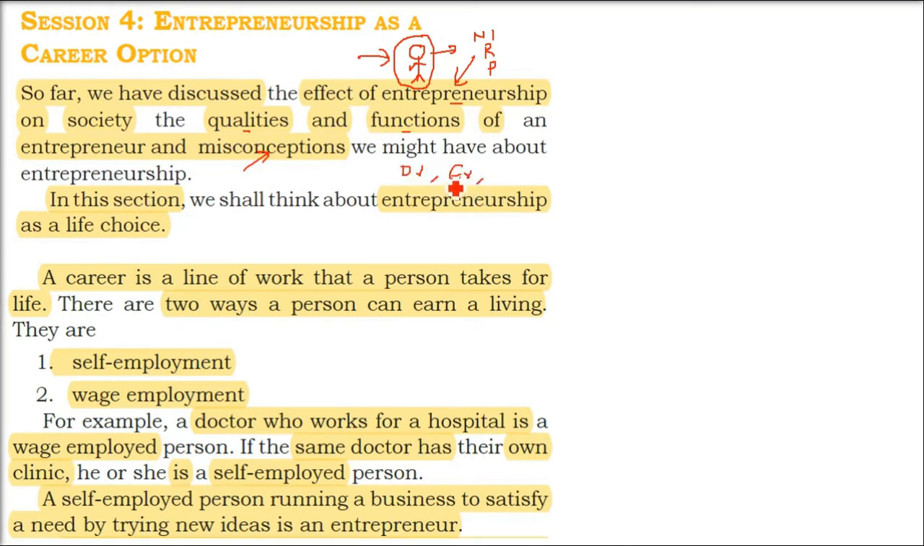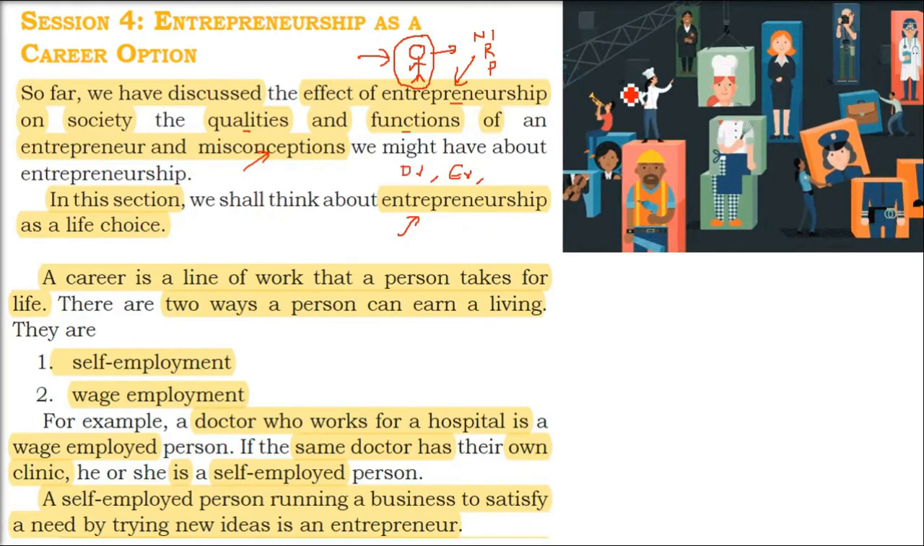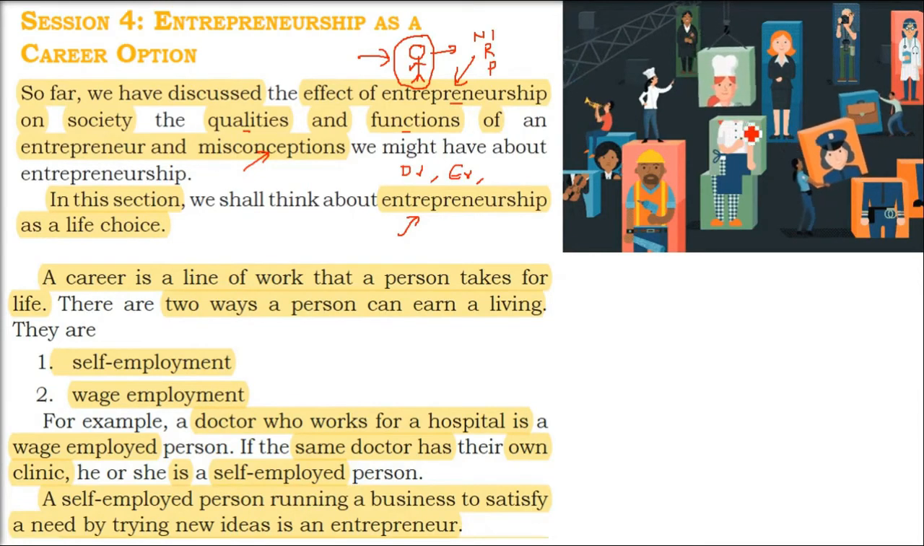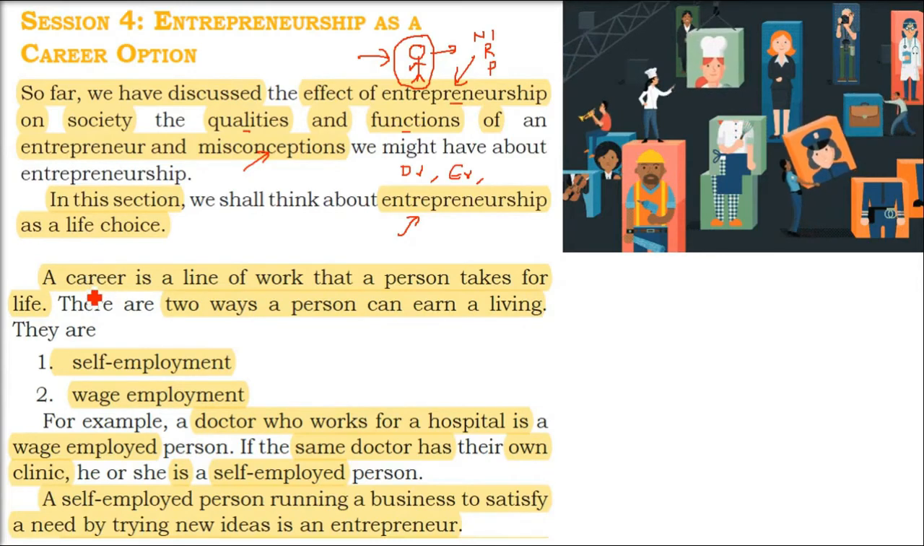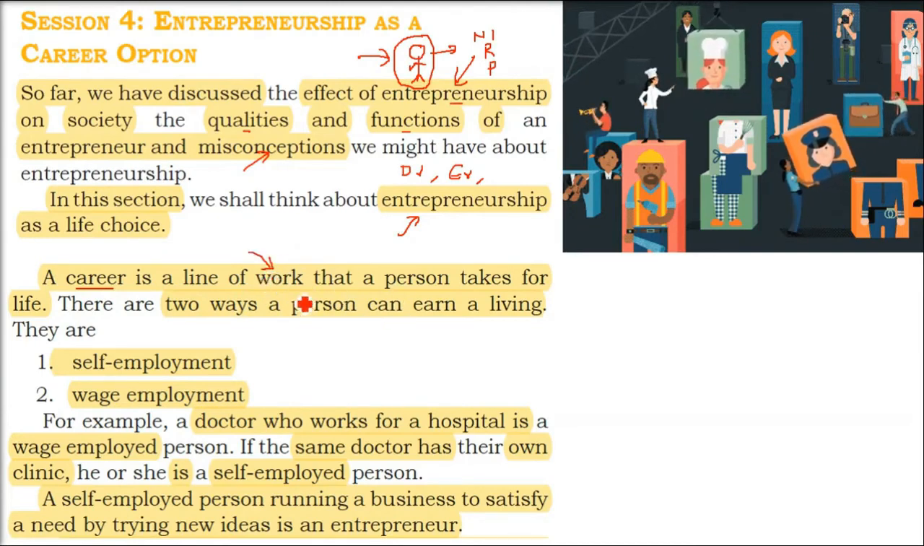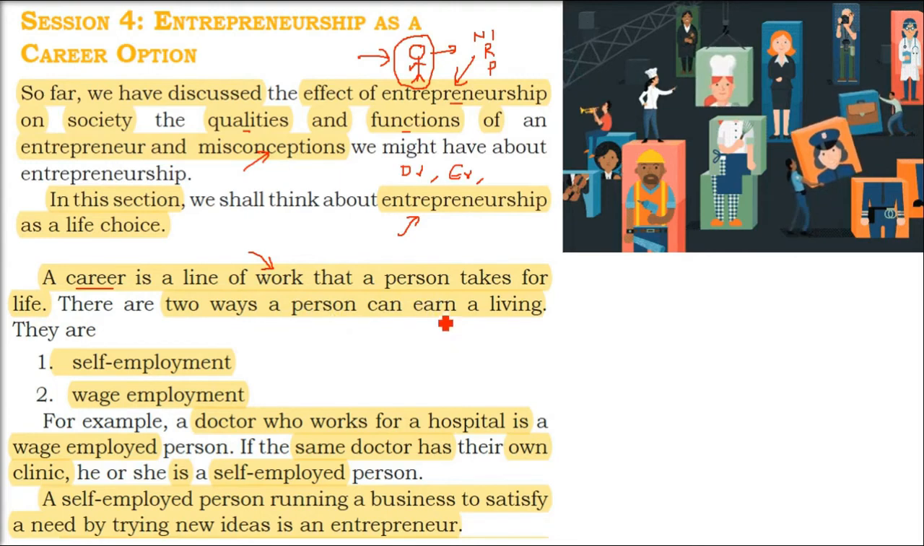So now we are talking about doctor, engineer, everyone wants to be something. What is your life choice? So what about taking entrepreneurship as a life choice, as your job? The career you take is that line of work that an individual takes for life. He may change sometime, but a career is basically the skill or the knowledge he has, and he employs it for earning food, for earning a livelihood.